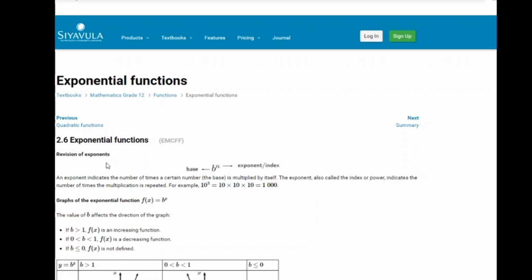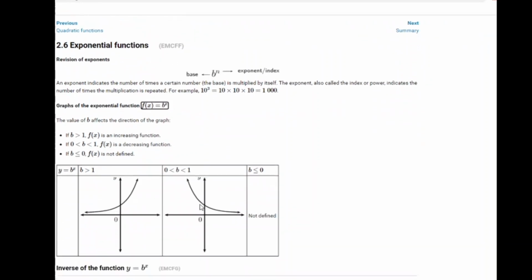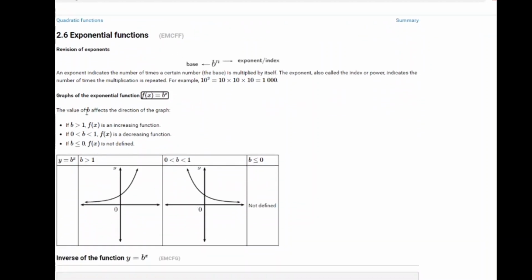This video covers exponential functions and inverse functions, right? So we'll start with exponential functions. An exponential function is a function in the form f of x equals b to the power x, right? And the value of b affects the direction of the graph.